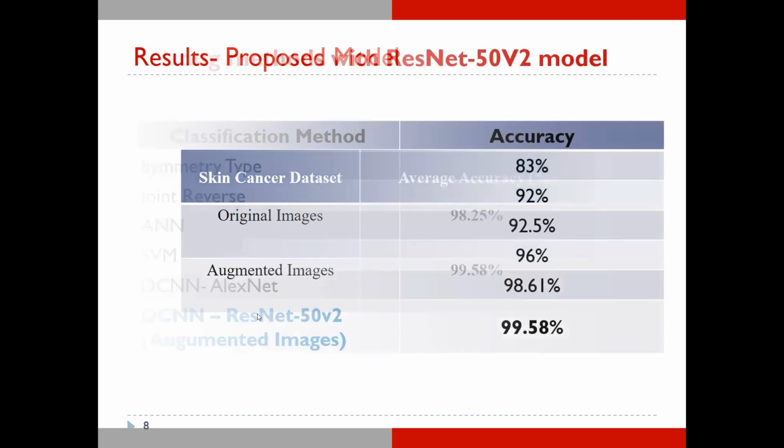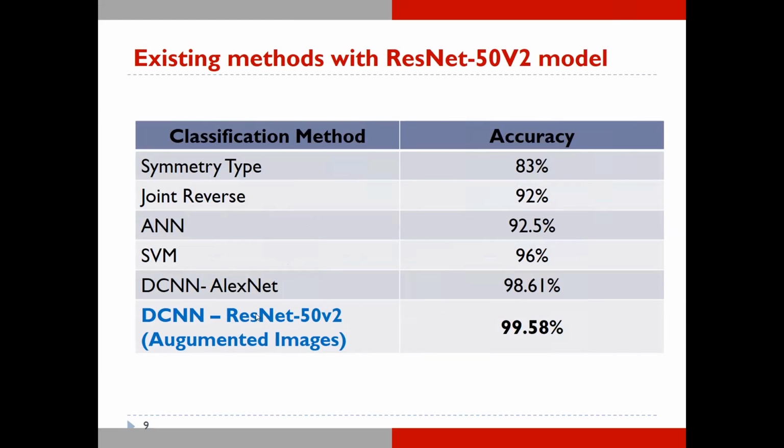And also we have compared our model with the existing models such as symmetric type, joint reverse, ANN, SVM, and also the AlexNet model. For symmetric type, we got an accuracy of 83%, joint reverse 92%, ANN 92.5%, SVM 96%, and AlexNet 98.61%. So we have compared our model with these predefined models. In our model, we got 99.58% with augmented images.